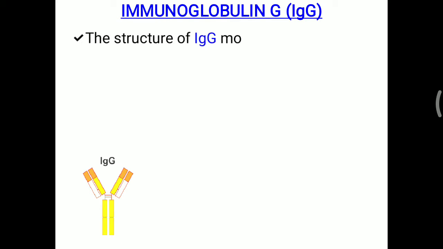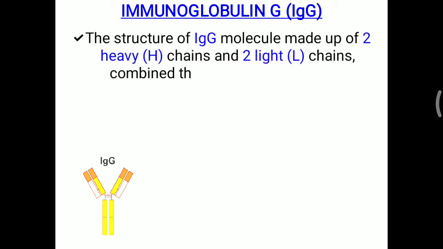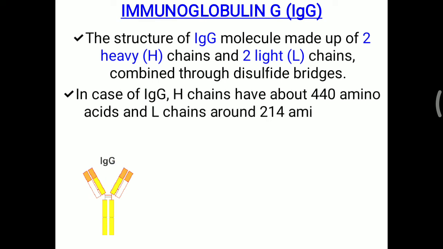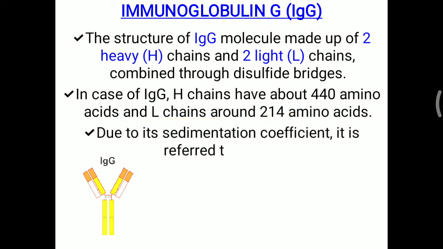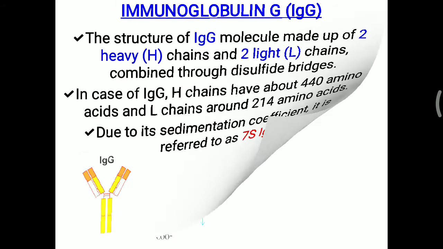Basically, this immunoglobulin G is made up of two heavy chains and two light chains, combined by disulfide bridges, making a quaternary structure of immunoglobulin G that is Y shaped. Further, the heavy chain contains mostly 440 amino acids, while the light chain contains about 214 amino acids. Due to its sedimentation coefficient, it is also known as 7S immunoglobulin. So you have to remember another name of IgG, that is 7S Ig.